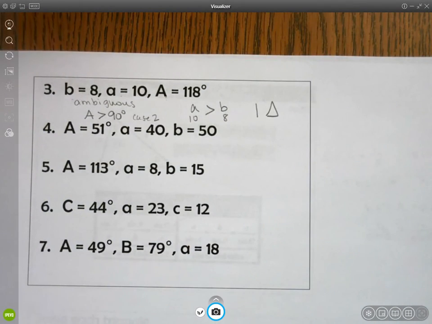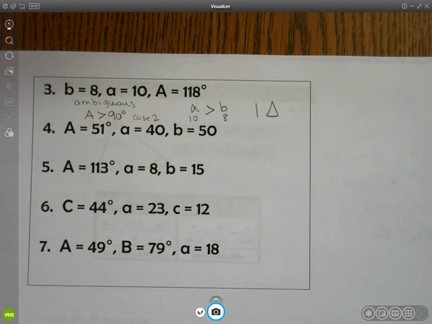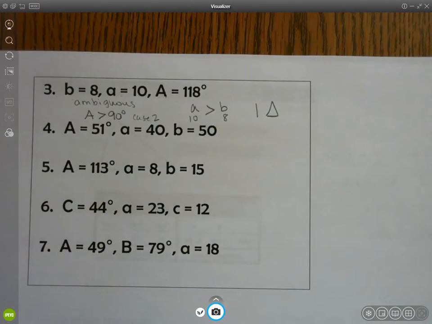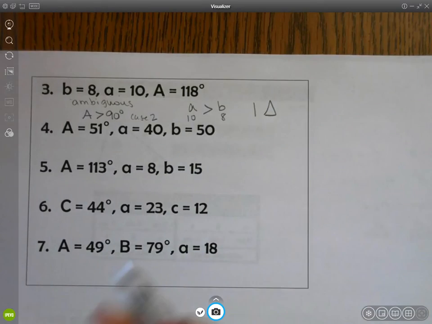All right, how about you pause the video and try 4 through 7 and see if you can figure those out for yourself, and then unpause and see how you did.